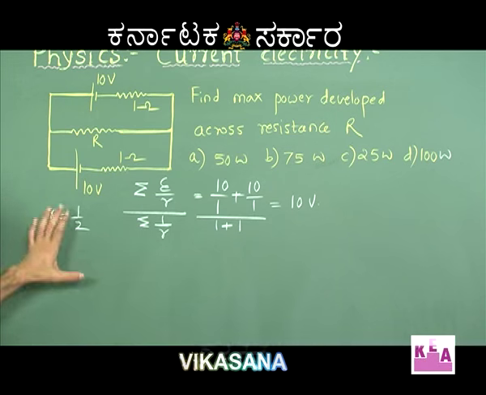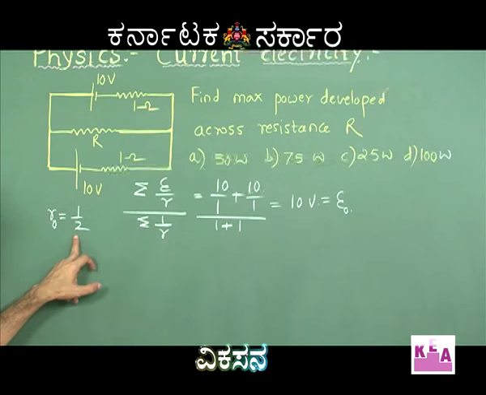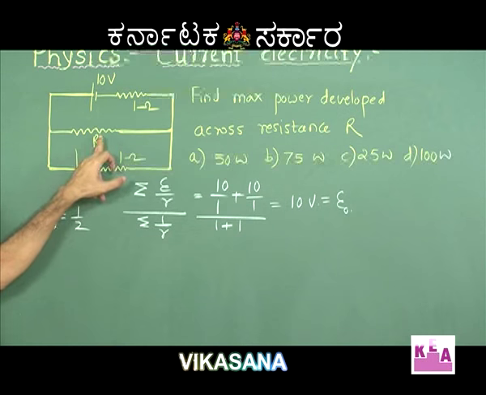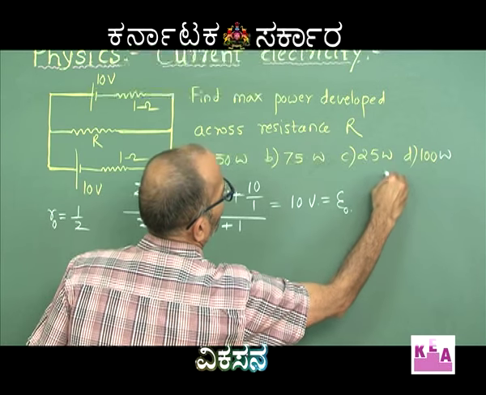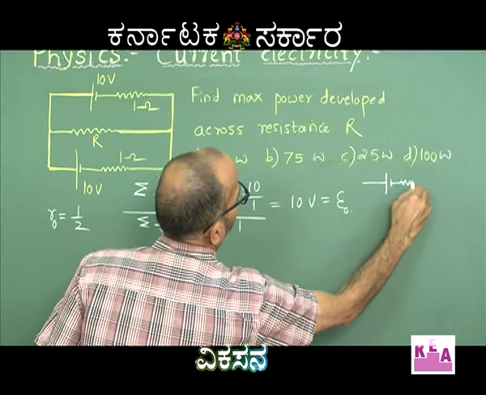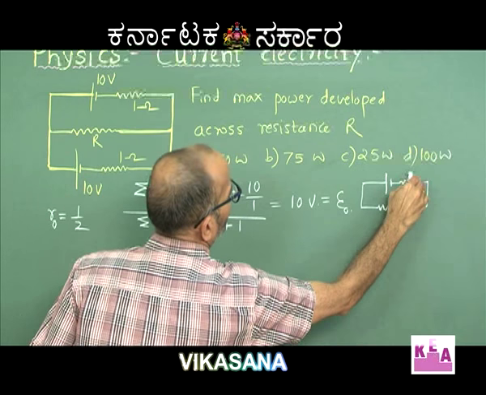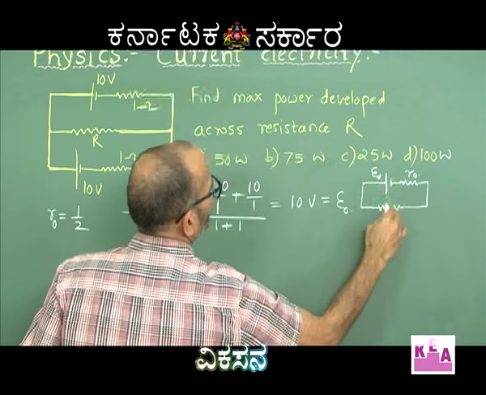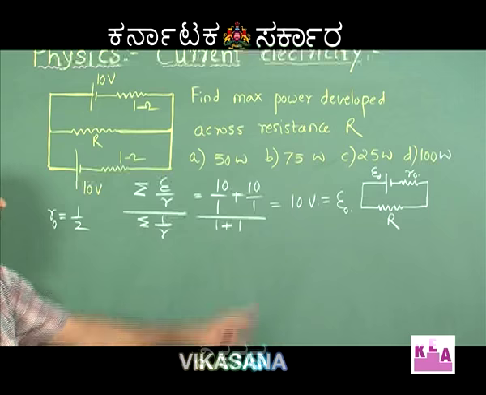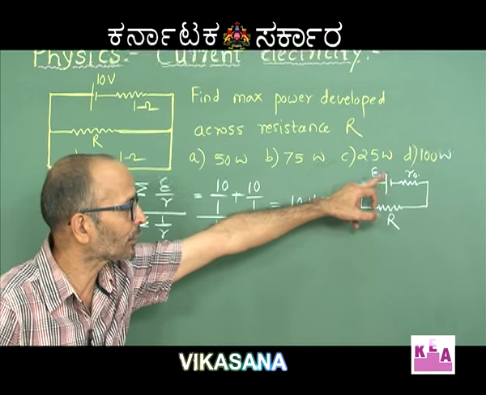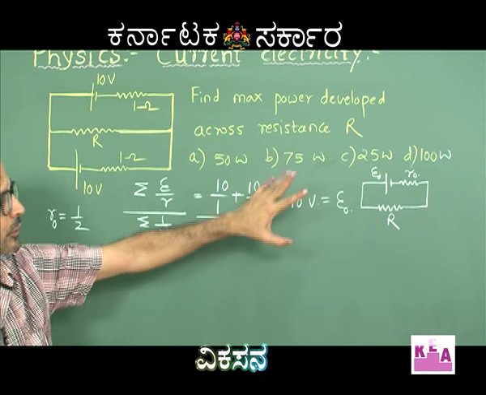So, now you are ready with an equivalent EMF, say E naught, and equivalent internal resistance half, connected with an external resistance capital R. So, your new circuit is simply like one battery with one internal resistance and one external resistance through which you want to maximize the power. So, this is r naught, this is E naught, and this is capital R. And now you can use your maximum power transfer theory, saying that when the external resistance becomes exactly equal to the internal resistance, or capital R value becomes equal to half, then the power transferred will be maximum.